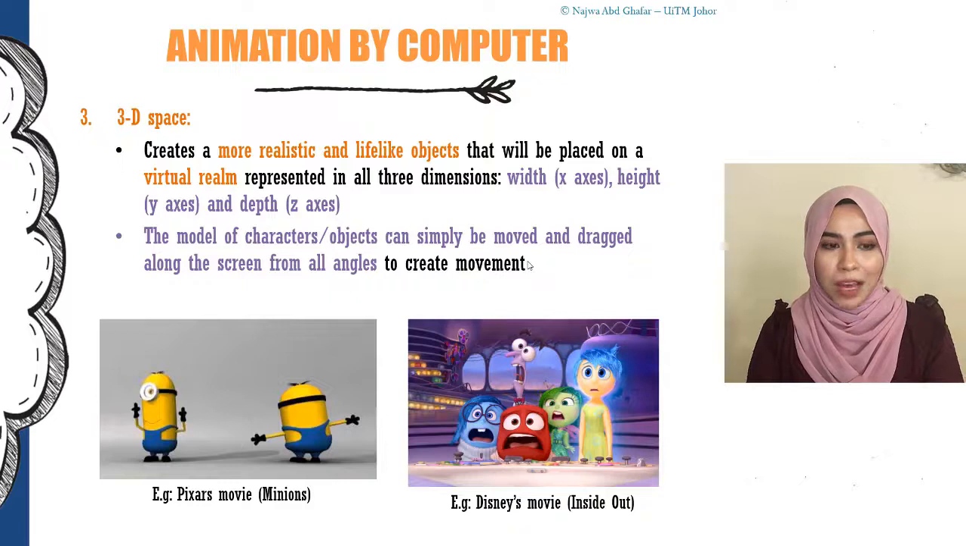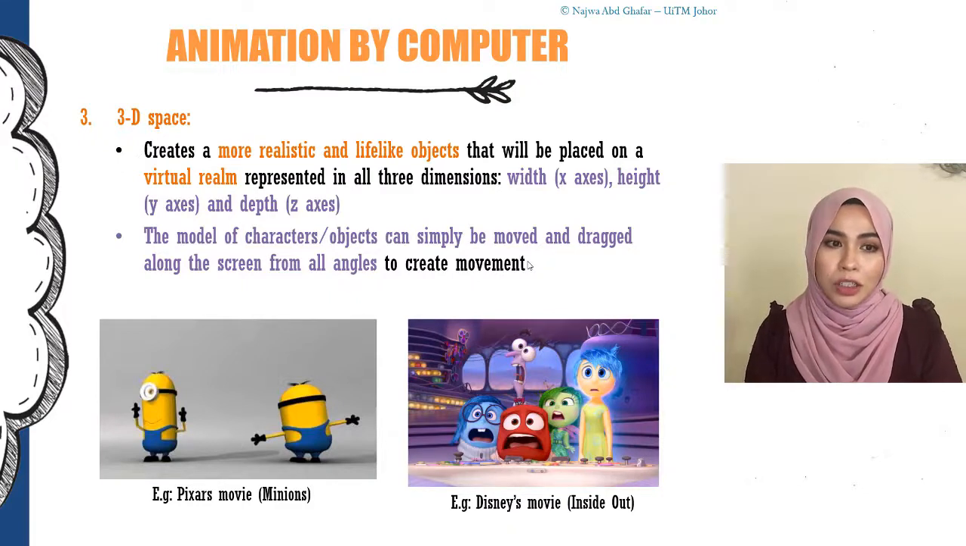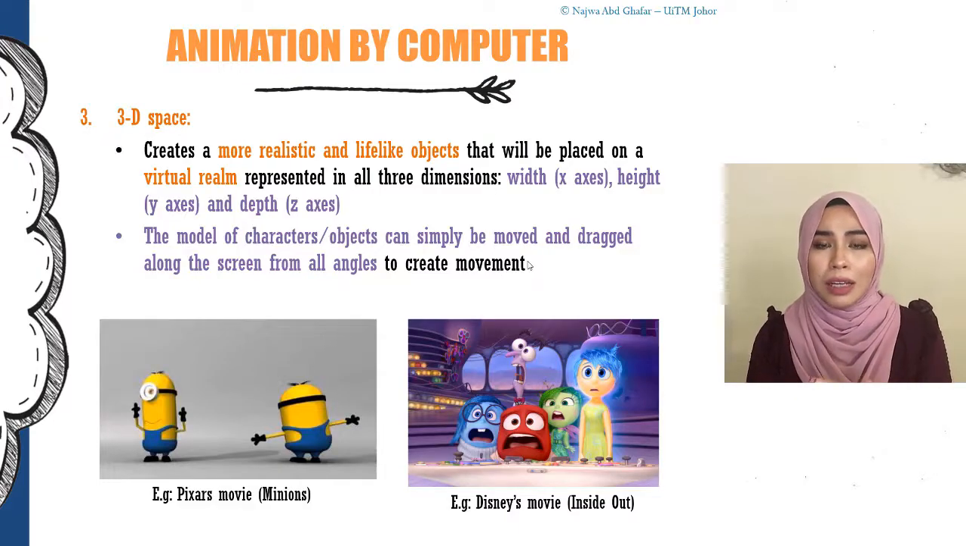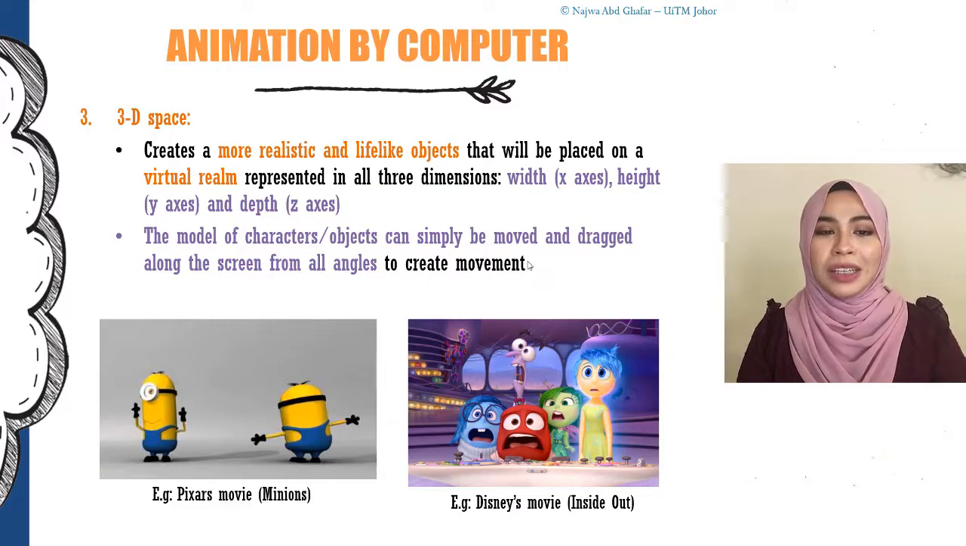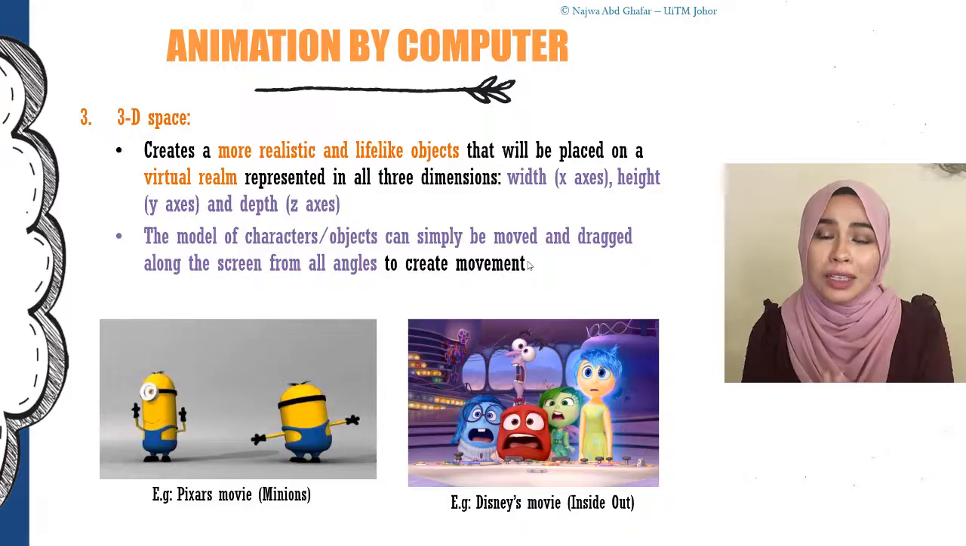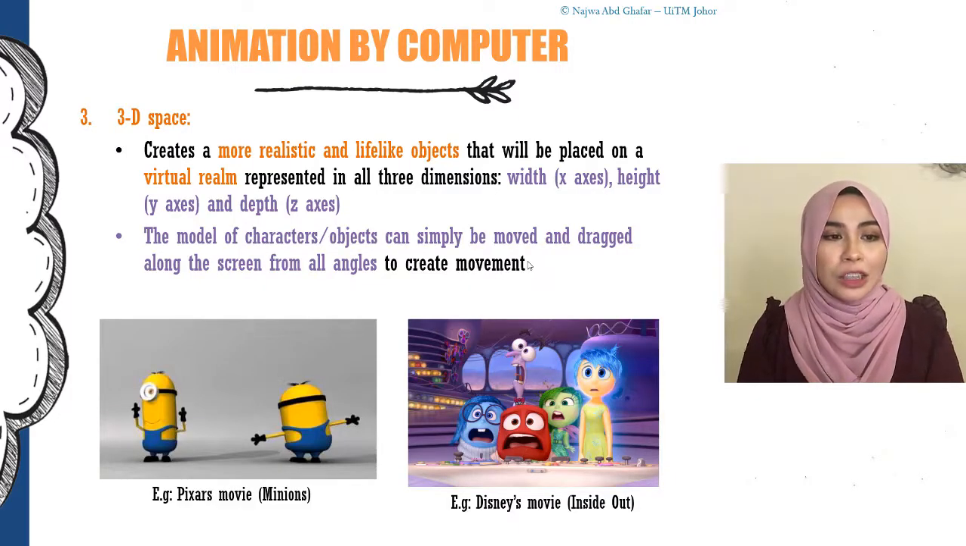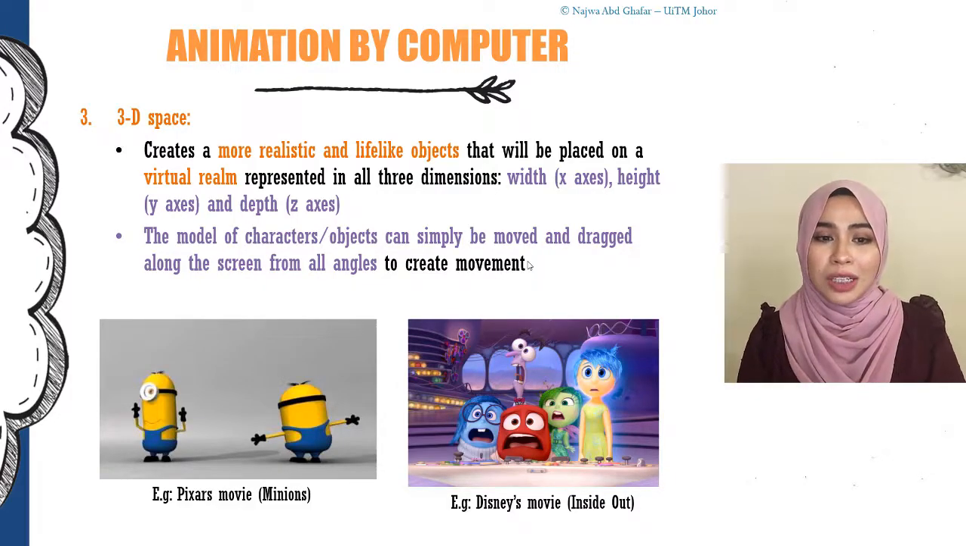All right, so the next type of animation is called 3D animation. A 3D animation is created in a 3D space. Where we see 3D animations such as Minions, Inside Out, and most cartoons nowadays, you will find that they are all in 3D. Why? Because they seem to be more realistic and lifelike. So 3D animation creates more realistic and lifelike objects that will be placed in a virtual room represented in all three dimensions.